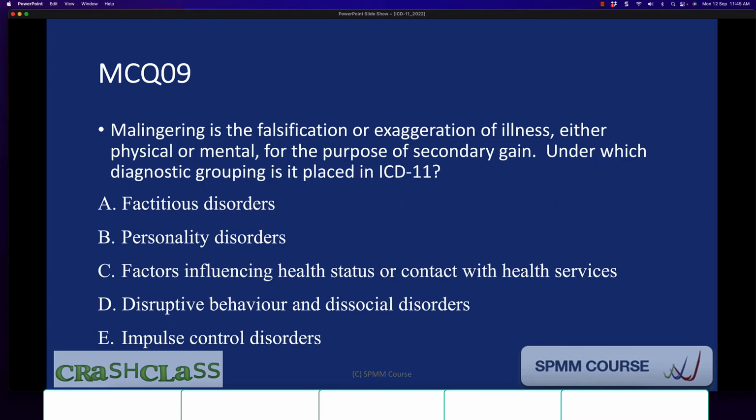Question number 9. Malingering is the falsification or exaggeration of illness, either physical or mental, for the purpose of secondary gain. Under which diagnostic grouping is it placed in ICD-11? A. Factitious disorders. B. Personality disorders. C. Factors influencing health status or contact with health services. D. Disruptive behavior and dissocial disorders. E. Impulse control disorders.